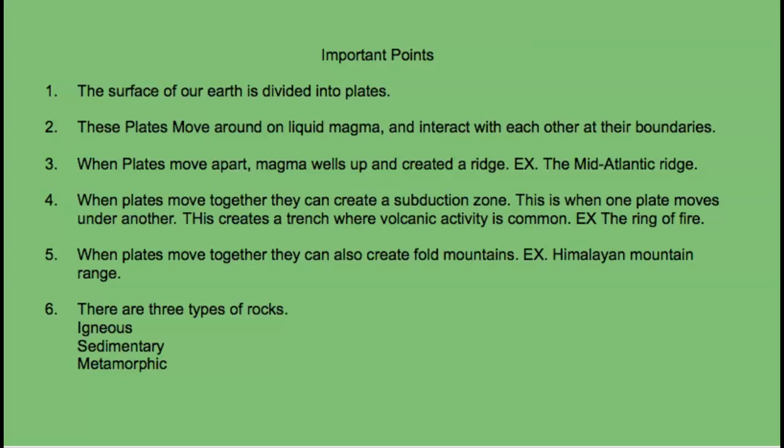When plates move together, they can also create fold mountains. The examples I gave were the Himalayan mountains, the Ural mountains, and the Appalachian mountains. And finally, there are three types of rock. Igneous, formed by magma, can be extrusive or intrusive. Sedimentary rocks are formed by little pieces of rock sediment being pressed together. And finally, metamorphic rock, where any type of rock is put under heat and pressure from the earth, it can form a metamorphic rock. Thank you.